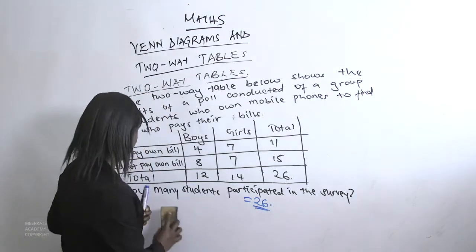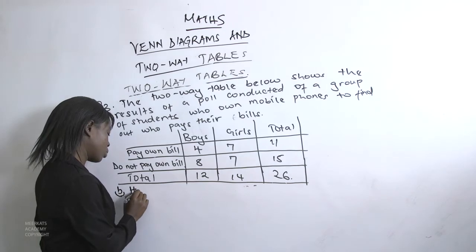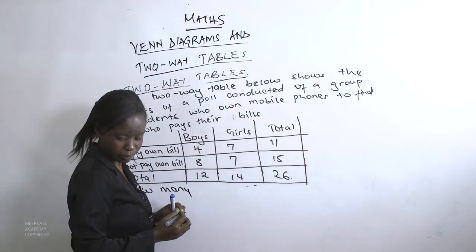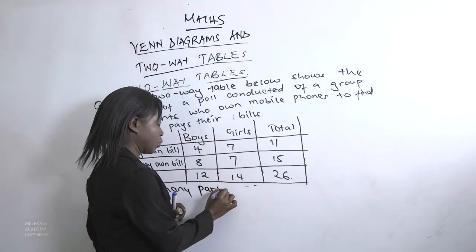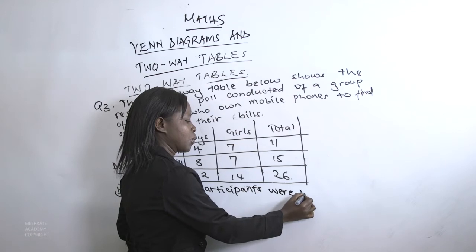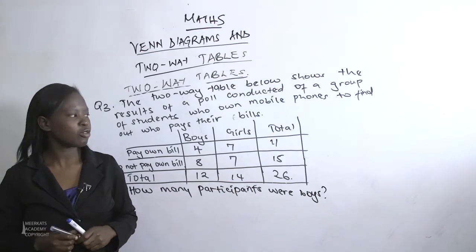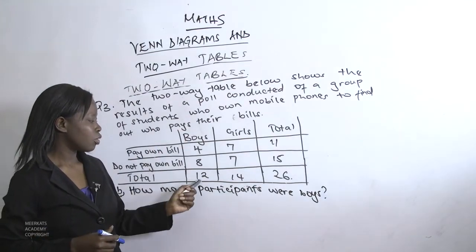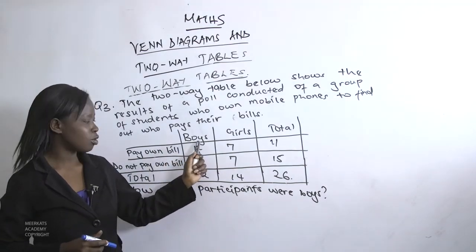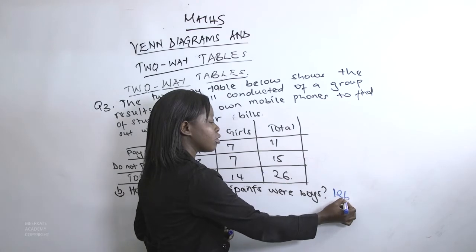The second question. How many participants from this table were boys? On the boys column, we are having 4 who pay their own bill, 8 who do not pay their own bill. So a total of 4 plus 8, which gives us 12 boys.